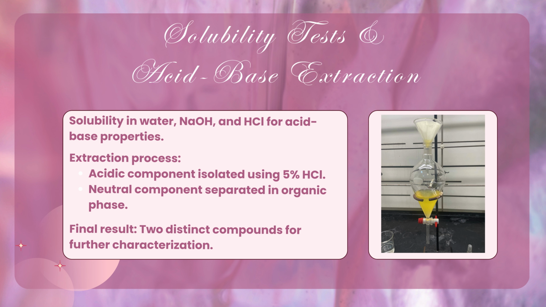Next one, I carried out an acid-base extraction. I added hydrochloric acid to the mixture which helped me to extract the acidic compound as it reacts with the bases to form salts. Then, after that, I extracted the neutral compounds with DCM or dichloromethane. So the separation process was straightforward and I ended up with two distinct components that are ready for further analysis. One is acidic and the other one is neutral.